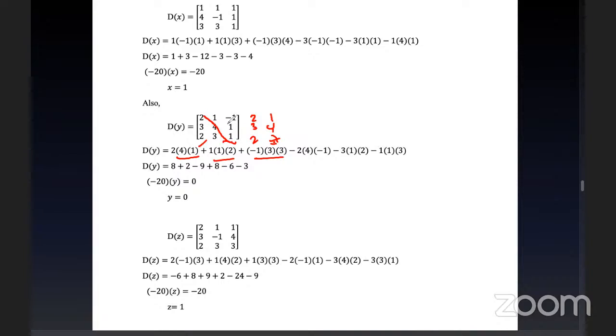Then the upward diagonals will be subtracted. 1 times 4 times negative 1, and minus 1 times 3, 3 times 1 times 2. And then 1 times 3 times 1. Okay, so the value of determinant y is 0. So 0 divided by any number is equal to 0. That's why y is equal to 0. And as earlier, the last column is the coefficient of z, right? So we replace that by the vector of constants.